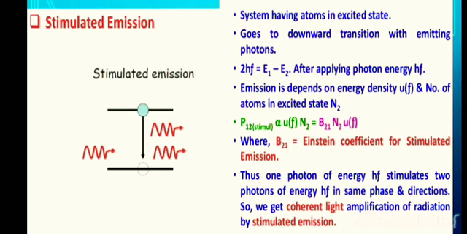Stimulated emission. A system having atoms in the excited state goes to a downward transition by emitting photons. Here 2hf equals the energy after applying photon energy hf. Emission depends on the energy density U(F) and the number of atoms in the excited state N2. The probability P21 of stimulated emission is directly proportional to the energy density times the number of atoms in the excited state, that equals B21 times N2 times U(F), where B21 is the Einstein coefficient for stimulated emission. Thus, one photon of energy hf stimulates two photons of energy hf in the same phase and direction. So we get coherent light amplification of radiation by stimulated emission.